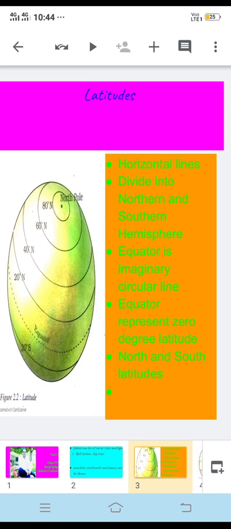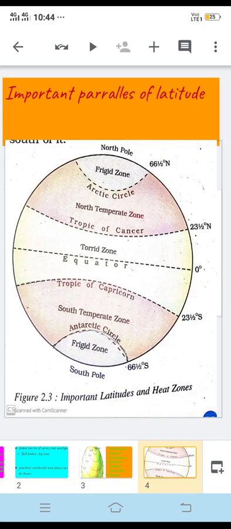Okay. Then next, here are some important parallels of latitude. Besides the equator, the North Pole, that is 90 degrees north, and the South Pole, that is 90 degrees south, there are 4 important parallels of latitude. First is the Tropic of Cancer. You can see 23.5 degrees north in the northern hemisphere.